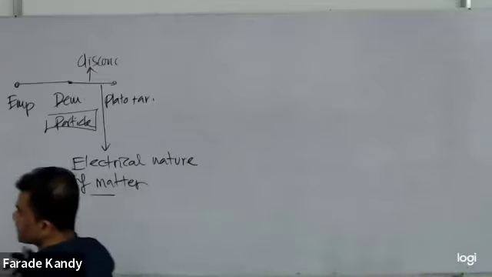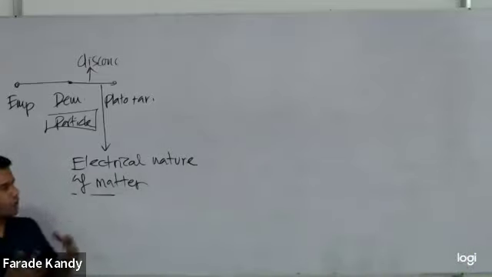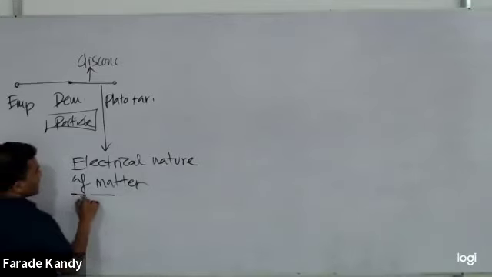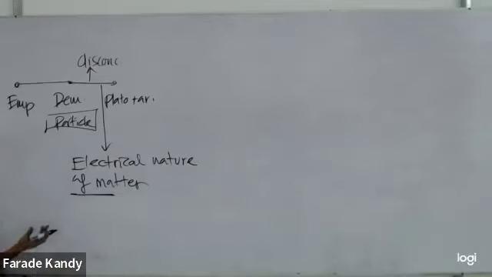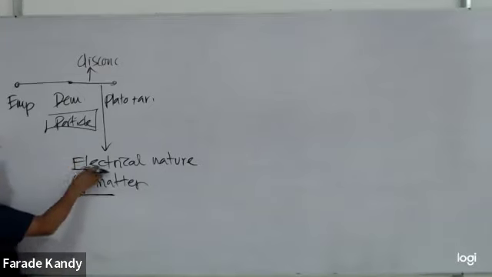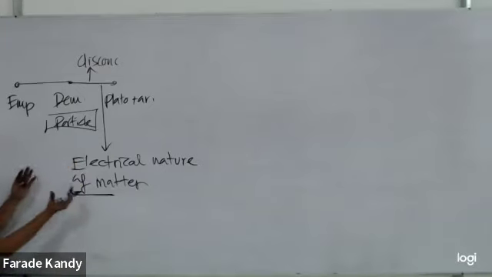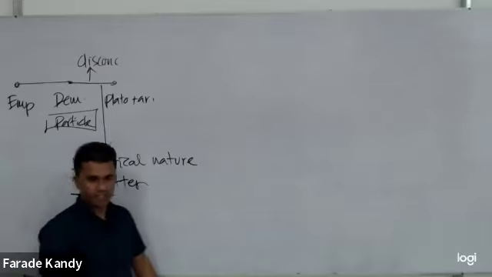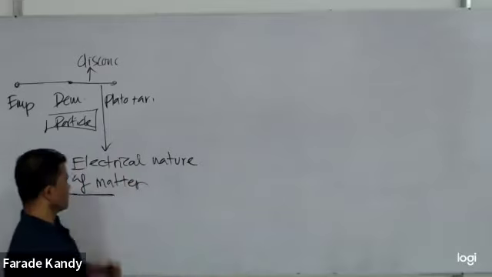Since atoms have these charged particles, matter consists of charged particles, we know. And Galvani said a collection of charged particles has electrical nature. Then matter and electrical nature should have some kind of connection. We can prove this also.